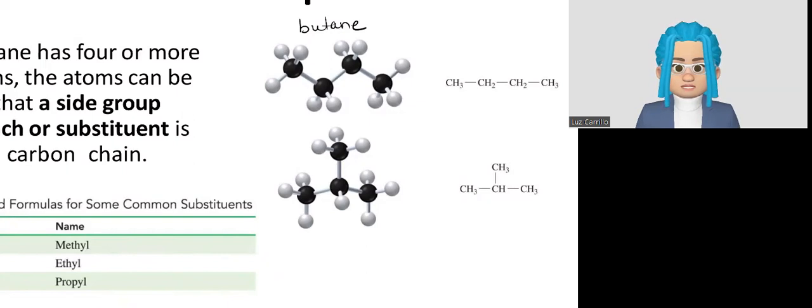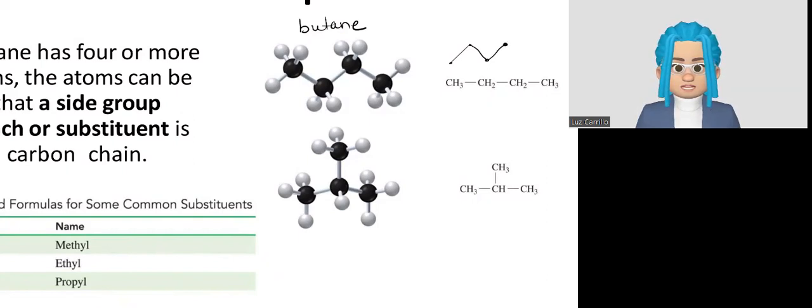And butane has the condensed structural formula of CH3, CH2, CH2, followed by CH3. The skeletal structure for butane is as follows. This is carbon 1, up carbon 2, down carbon 3, up carbon 4.